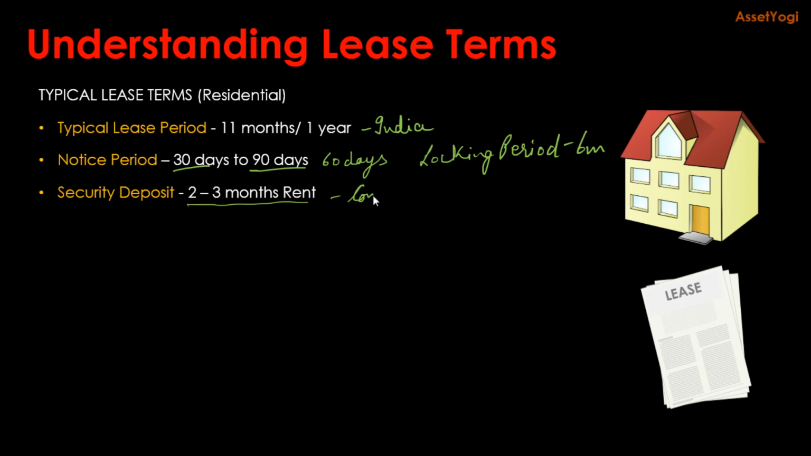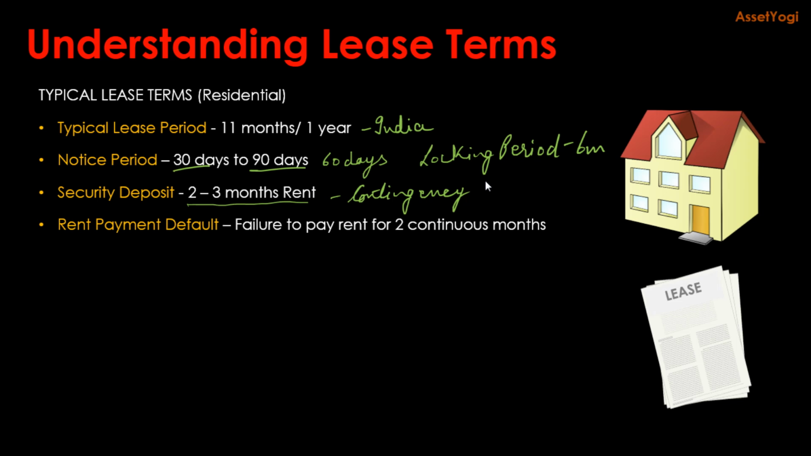Then the tenant has to deposit 2 to 3 months of rent as a security deposit, and it acts as a contingency fund in case of any rent defaults by the tenant or any damage to the property by the tenant. Then the lease agreement also contains clauses related to rent payment default. Suppose the tenant doesn't pay for 2 continuous months, then the landlord can ask the tenant to vacate the property immediately.